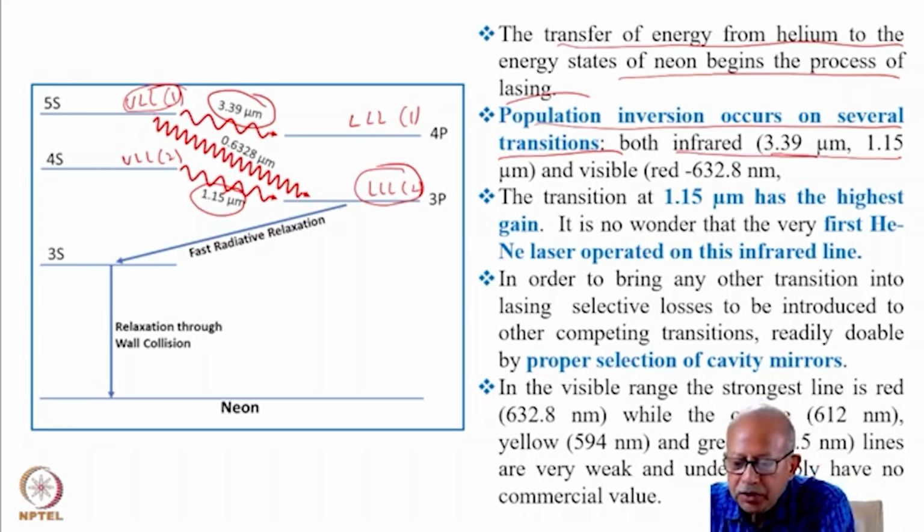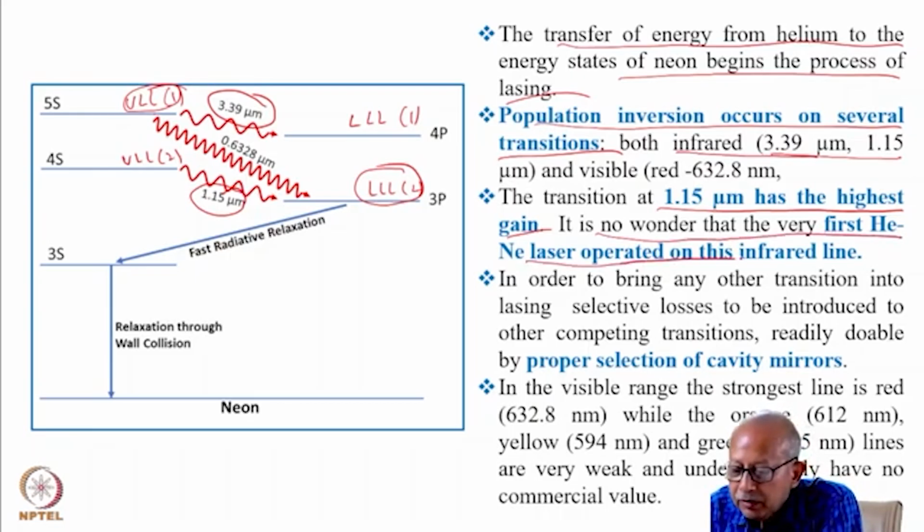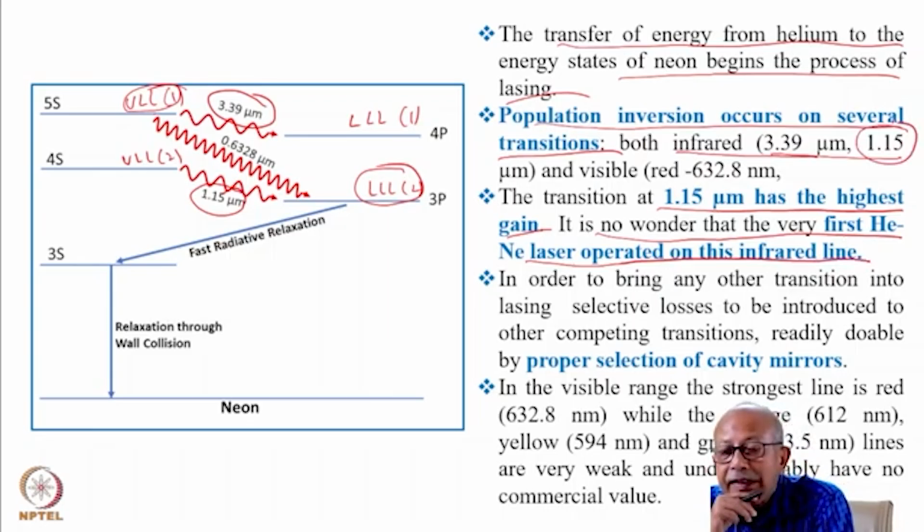Now the transition at 1.15 micron has the highest gain. And therefore, it is not surprising that the very first helium-neon laser operated on this infrared light at 1.15 micron. That is because intrinsically this transition has the highest gain.